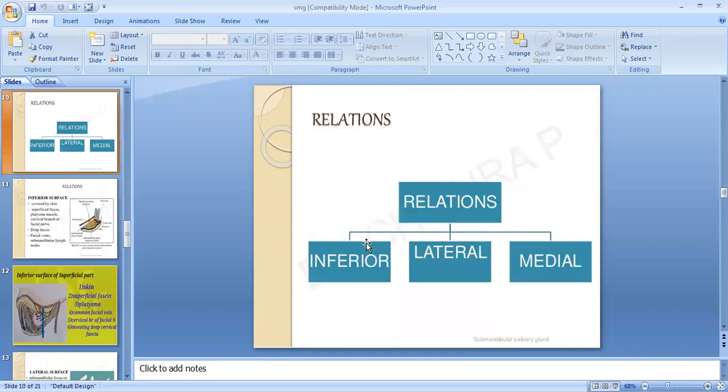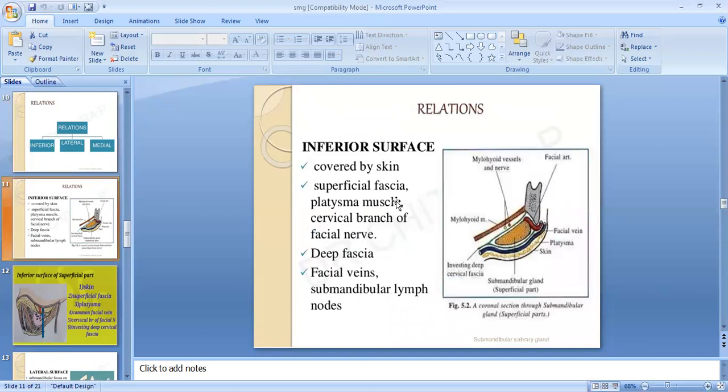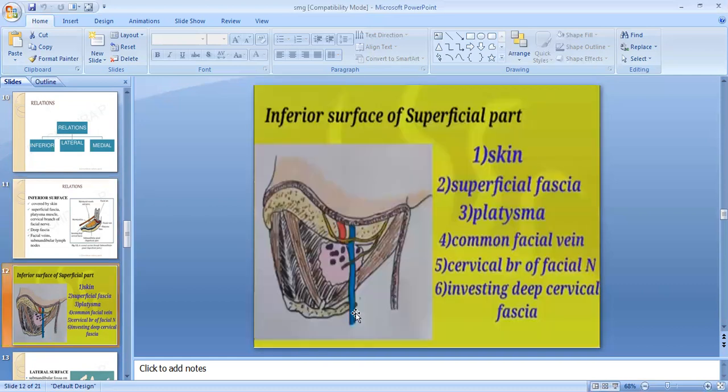Relations: we will discuss the inferior surface relations, the lateral and medial. The inferior surface is covered by skin. Then we have superficial fascia, which contains the platysma muscle and the cervical branch of the facial nerve. Then we have deep fascia, facial veins, and submandibular lymph nodes. So this is the relation of the inferior surface: skin, then below the skin superficial fascia, then subcutaneous muscle platysma, common facial vein, cervical branch of the facial nerve, and investing deep cervical fascia.